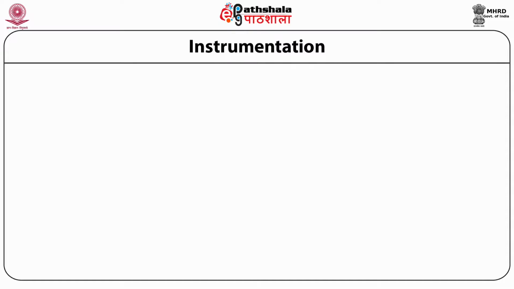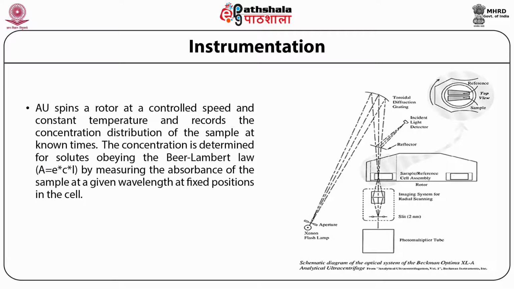In the case of the analytical ultracentrifuge, it spins the rotor at a controlled speed and constant temperature and records the concentration distribution of the sample at known times. That depends on how much time you want and what you have fed into the program. The concentration is determined for a solute obeying the simple Beer-Lambert law, that is A equals ECL, where A is the absorbance, E is the molecular extinction coefficient, and L is the path length, by measuring the absorbance of the sample at a given wavelength at a fixed position of the cell.